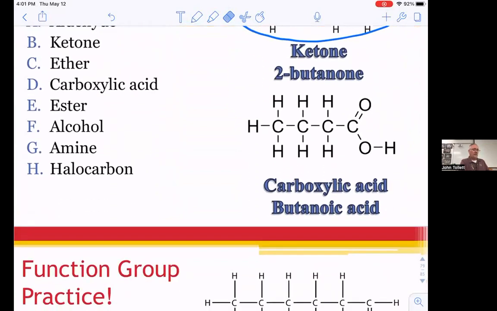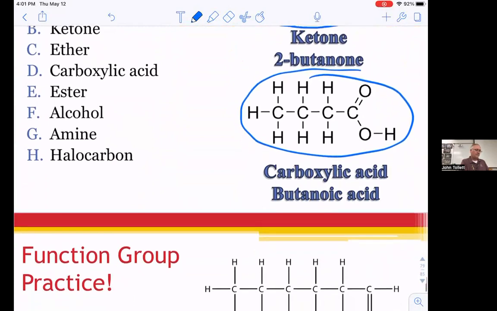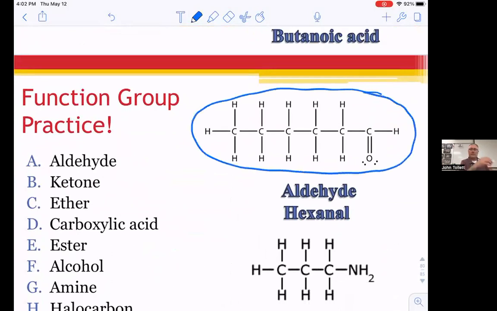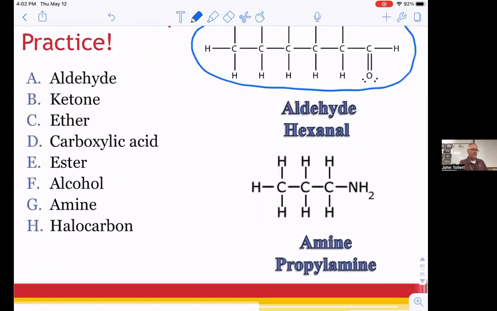For carboxylic acid here, notice I've got 1, 2, 3, 4 again. So this one would be a carboxylic acid. It's got C double bond O with that alcohol, that OH group on it as well. That's a carboxylic acid. Four carbons, so butanoic acid. This one here is an aldehyde. Notice that you've got the carbonyl carbon bonded to that oxygen at the very end. That's an aldehyde. Had it been in the middle of it, it would have been a ketone. This is six carbons, so it's called hexanal.